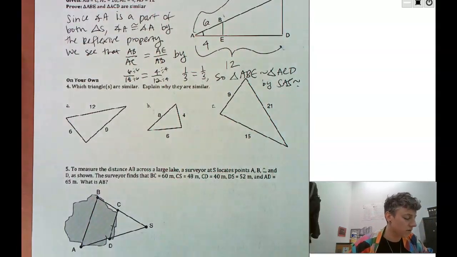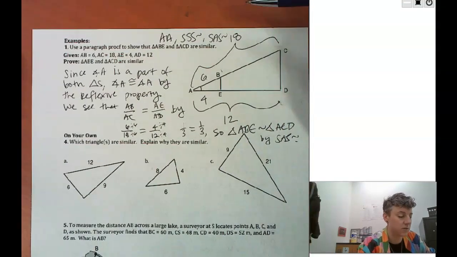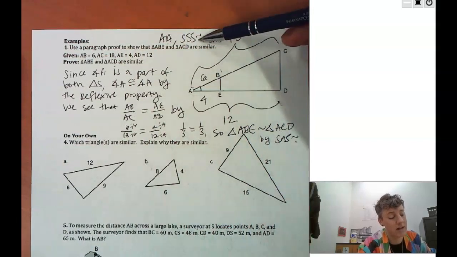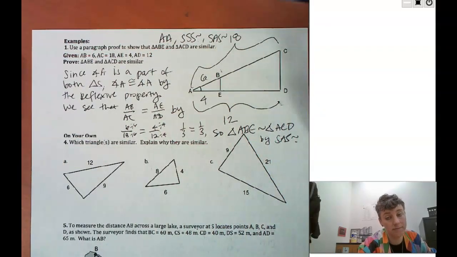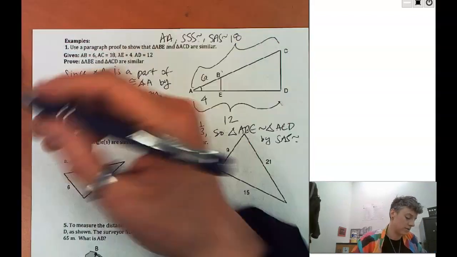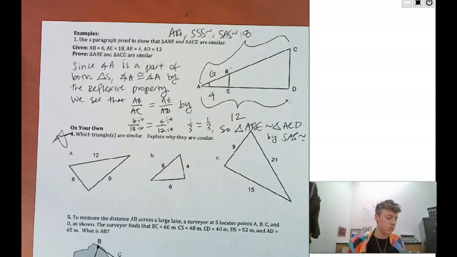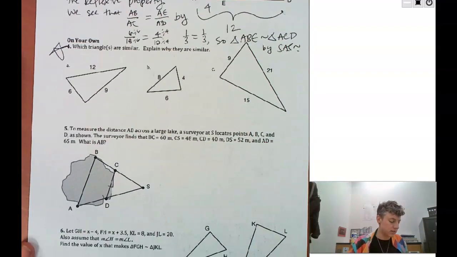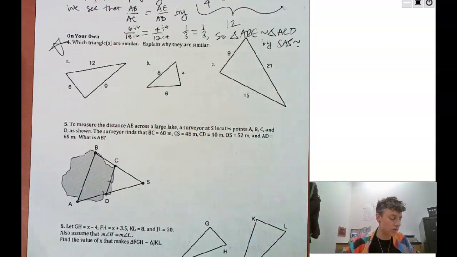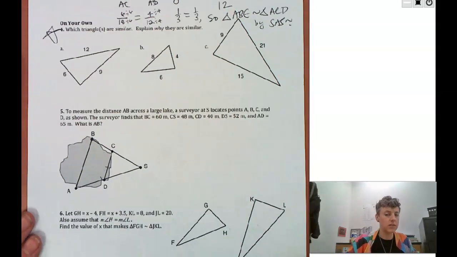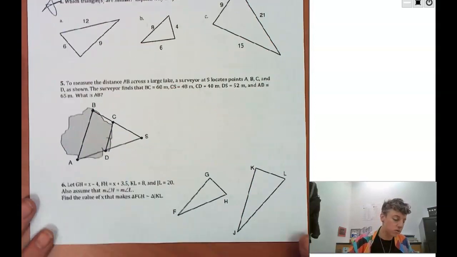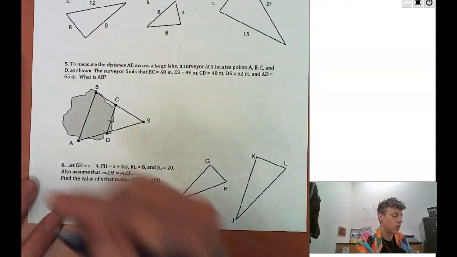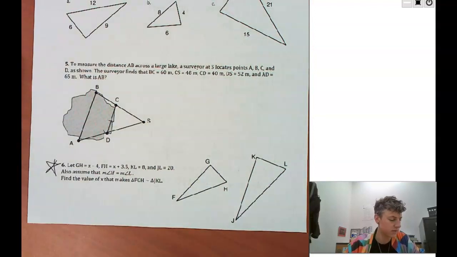All right, on your own, which triangles are similar? Explain why they're similar. Remember, you've got 3 choices. Are they similar by angle angle, side angle side similarity, or side side side similarity? Those are your 3 choices. That, my dears, is for you on your own. We're going to do 5 together, and you're going to do 6 on your own. Lift those weights, Sonny Jim.